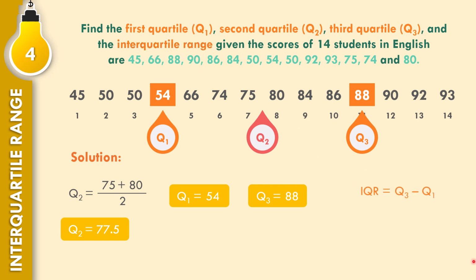Let us solve now for the interquartile range, that is Q3 minus Q1. Q3 is 88 minus Q1, that is 54. 88 minus 54, the answer is equal to 34. So the interquartile range is equal to 34.